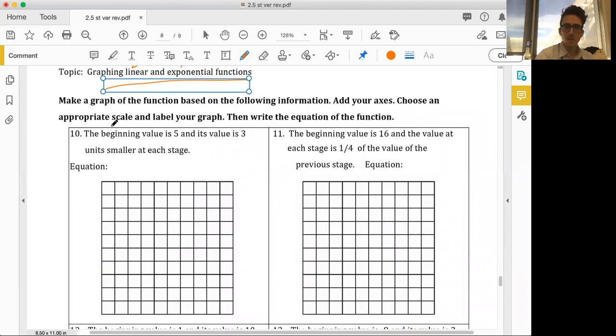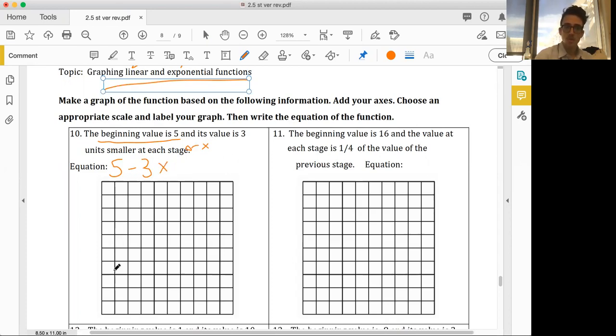Okay. All right. Beginning value is 5. So that's a big deal. So what I'm going to do first is just write 5 because I'm starting with 5 no matter what. That's a really big deal. And its value is 3 units smaller at each stage. So smaller, 3 units. And this depends on the stage. I'm going to denote the stage as x. So 5 minus 3x.